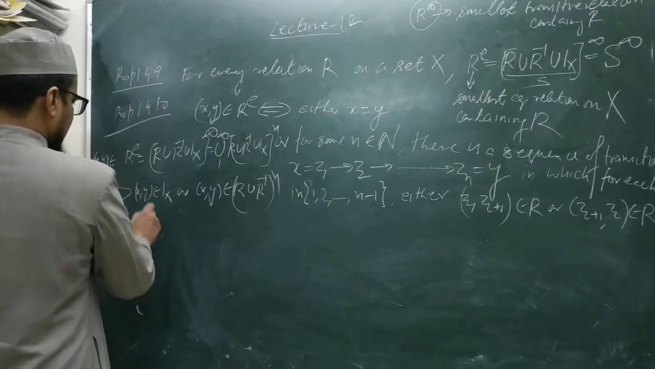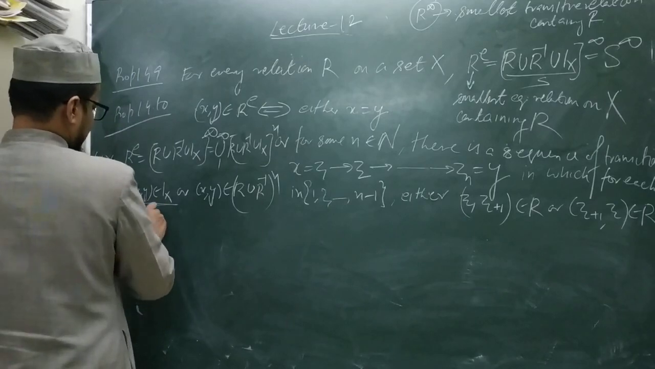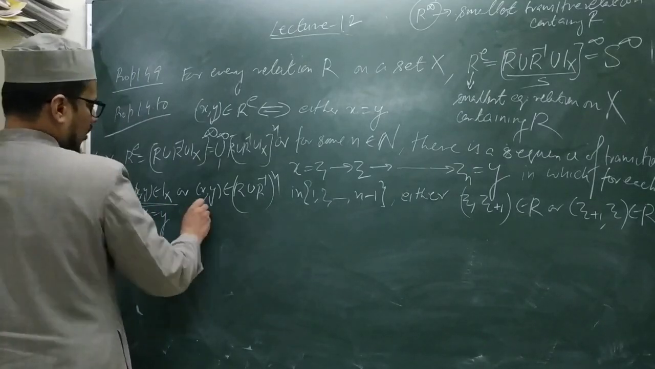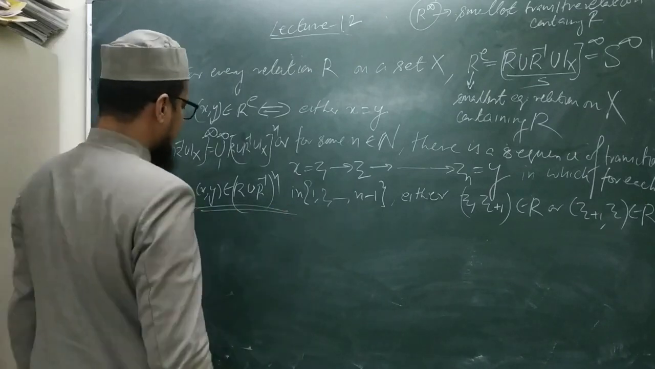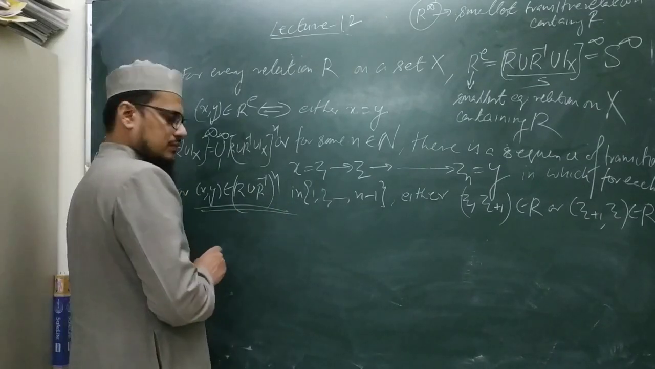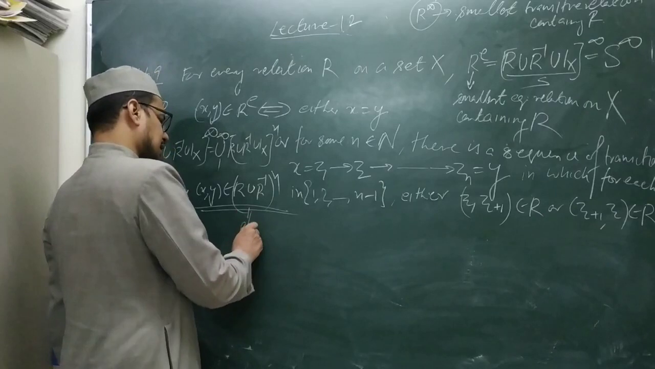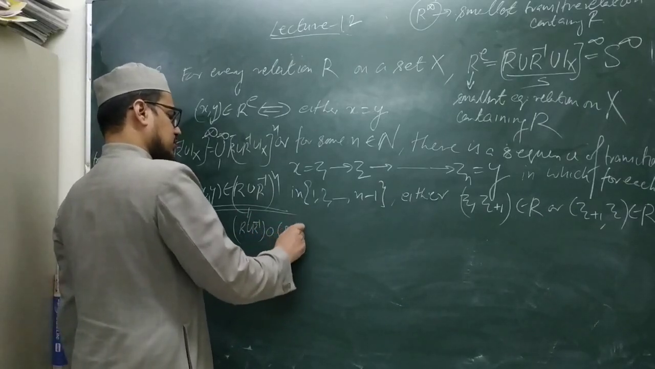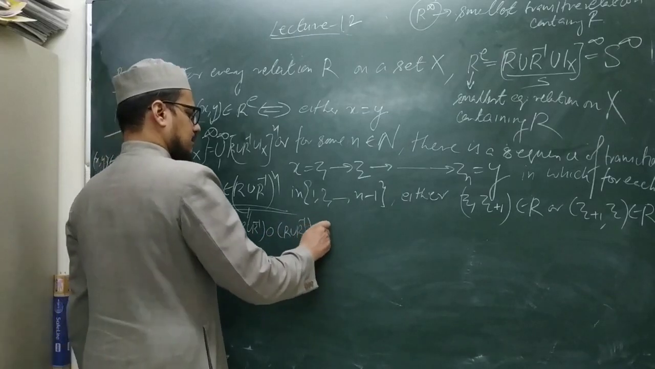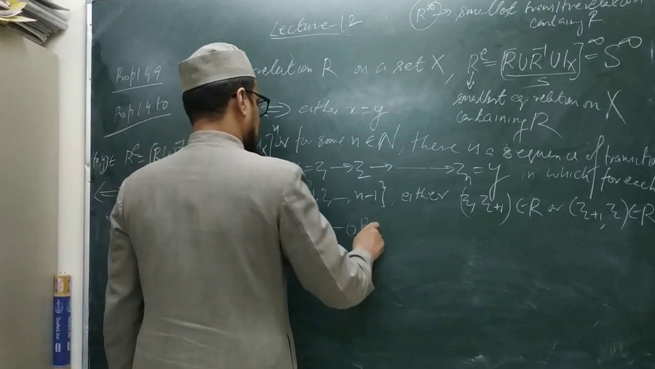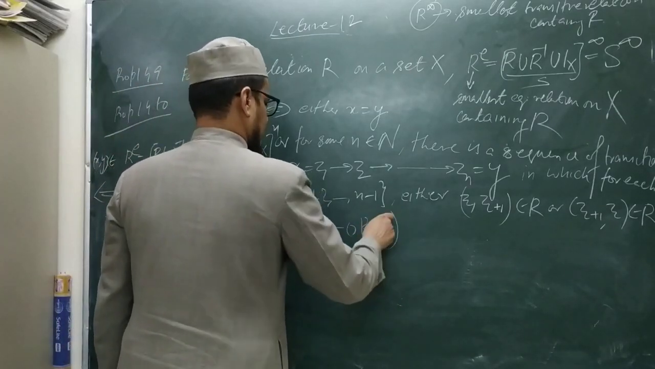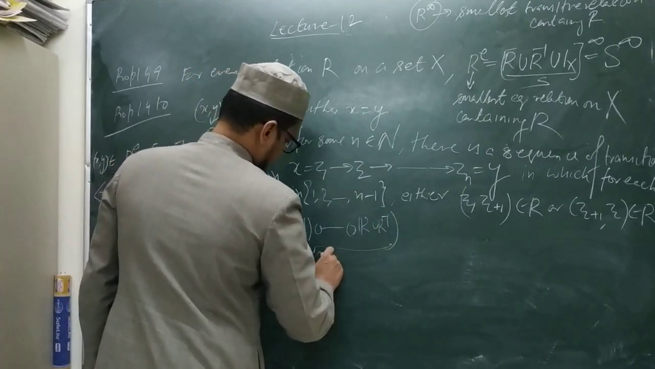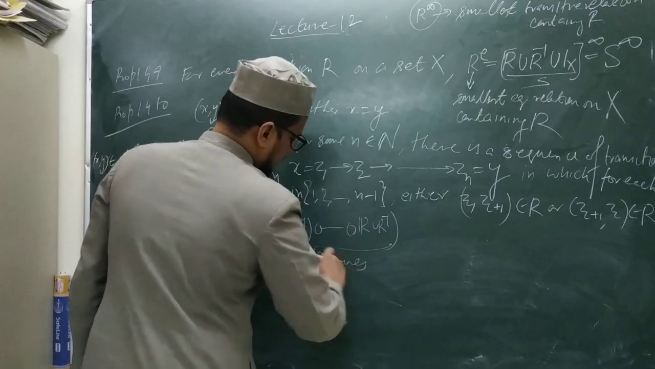So when (x, y) belongs to 1_X, it means what? That is x is equal to y. So either x is equal to y or (x, y) belongs to this, and this is what? This is basically (R union R inverse) composition (R union R inverse) composition (R union R inverse). So it is how many times? n times.